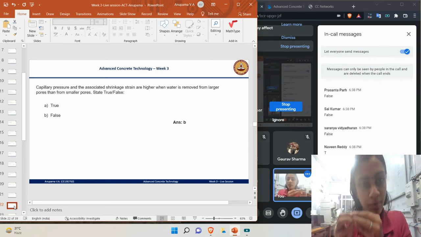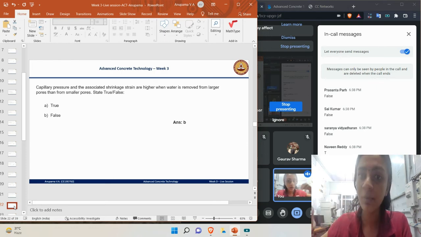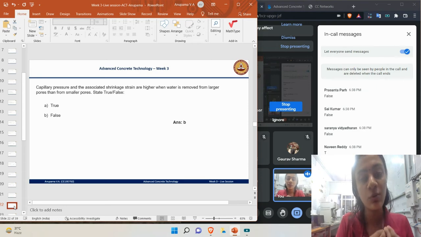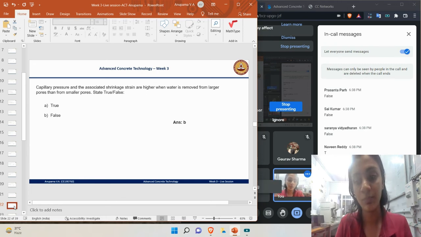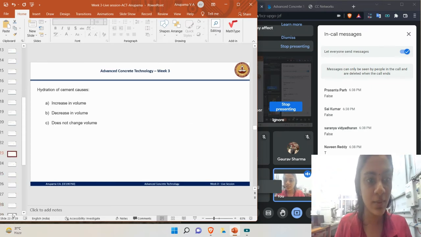So the capillary pressure and the associated shrinkage caused when you remove water from a smaller pore is much higher than when you remove it from a larger pore. So my statement is false. It will take higher pressure and cause higher shrinkage strain if you remove water from a smaller pore. Okay, I hope that is clear. Move to the next question.